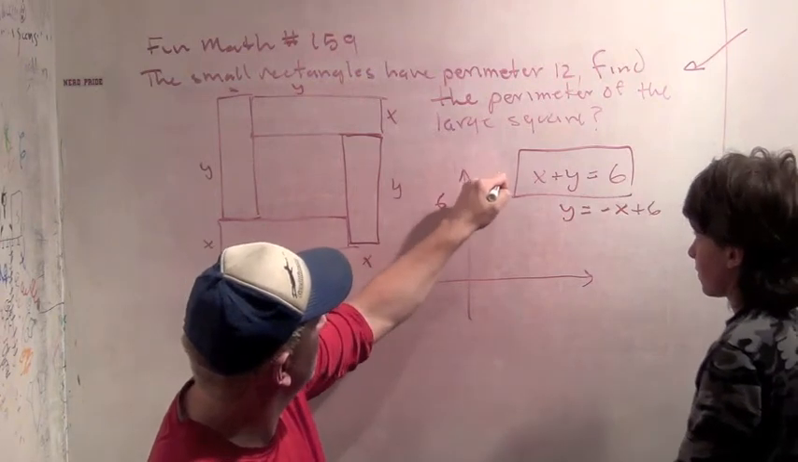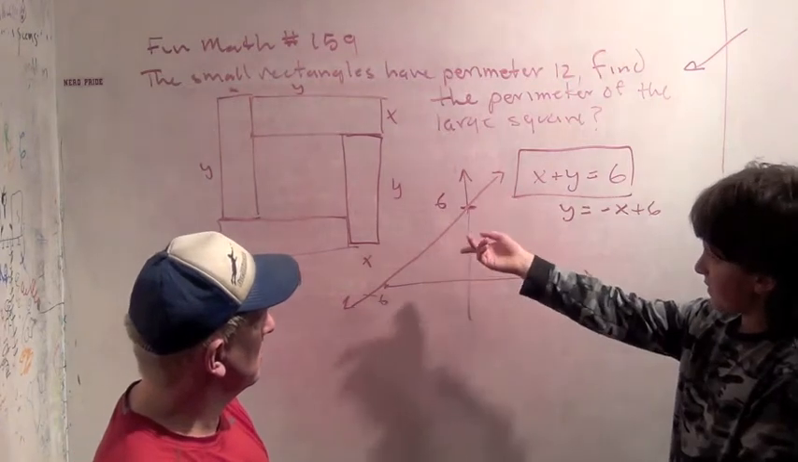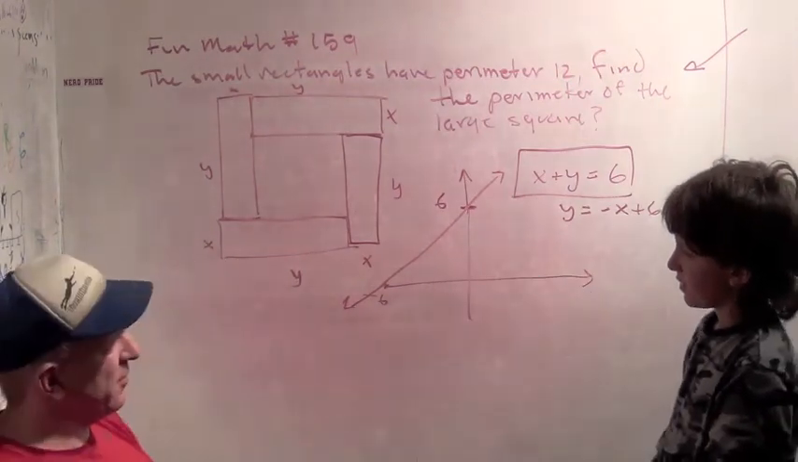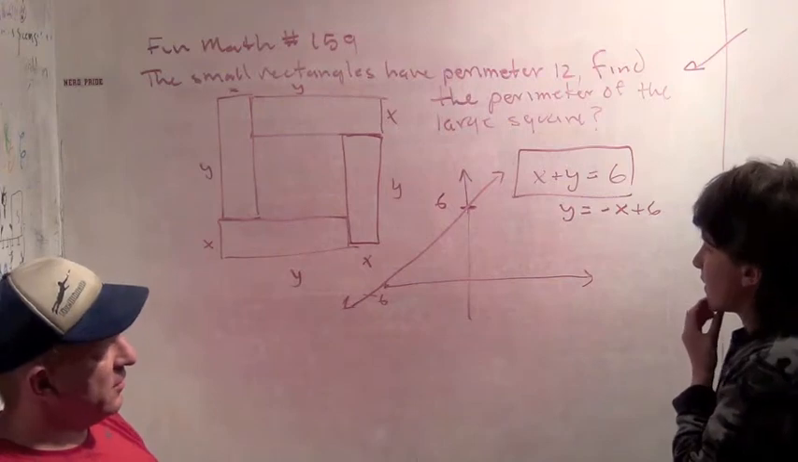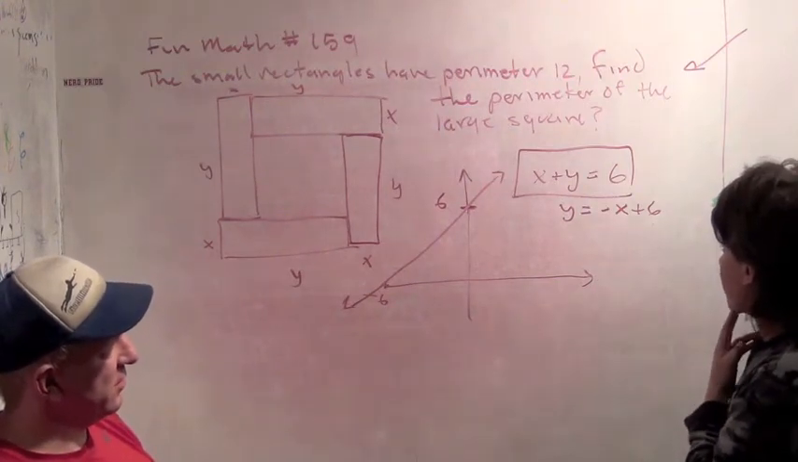So is this our line? No, that's positive. Interesting. Well, see what went wrong. When x equals 0, what's y? y is 6. When y equals 0, what's x?